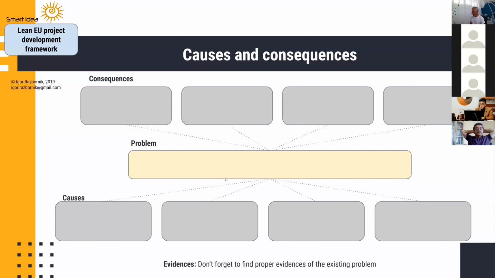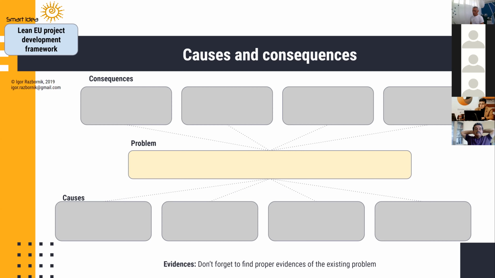In the middle, I have the problem, and I just have 4 squares here and 4 on the top. I try to find 4 causes of the problem and 4 consequences of the problem. If I cannot find 4 causes and 4 consequences, I don't know enough about the problem. So I need to go into the idea more to really see why this problem exists, who is affected, and why these consequences are going on.